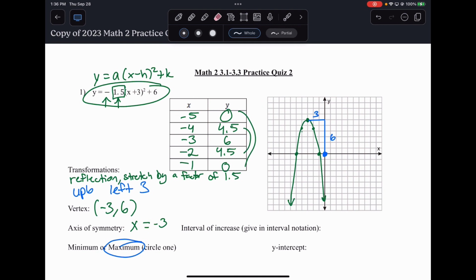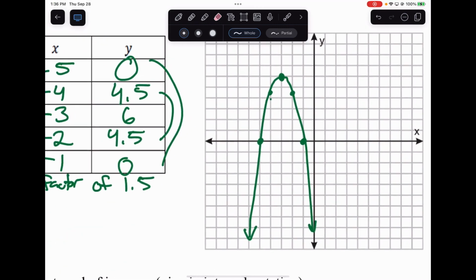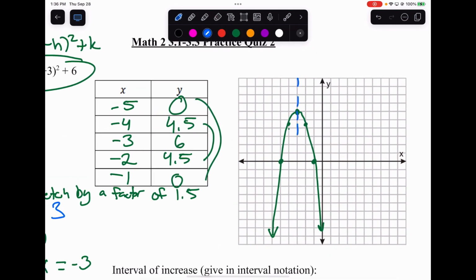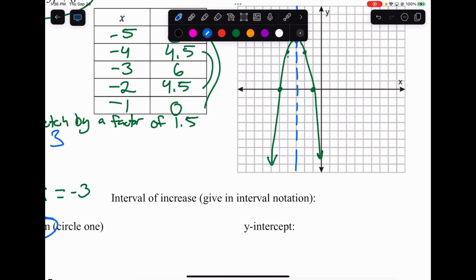Then we have our interval of increase. So we have to go ahead and look at our quadratic. Now, if you're struggling with the interval of increase and decrease, it helps to draw your axis of symmetry in to visualize your cutoff point. Your cutoff point is going to be your axis of symmetry. And remember, when you're giving me an interval, you're only giving me the x values. So this one is asking specifically for increase.